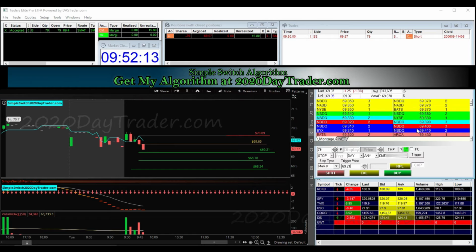And we're short, so we're going to look at the level 2. And as soon as we get past 69.21 on the level 2, we'll be able to clear our order and then hit our buy button.